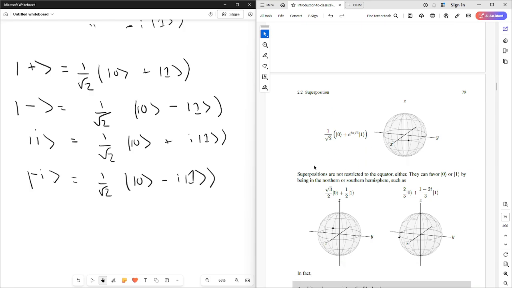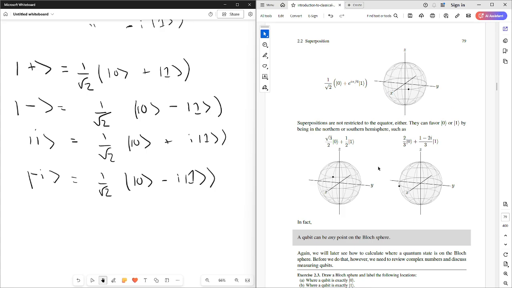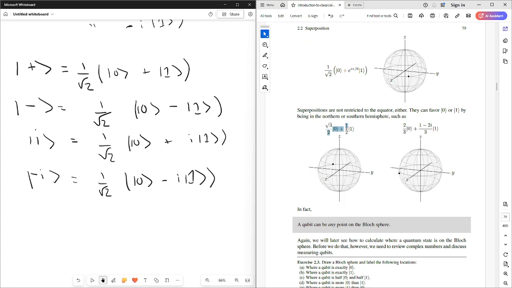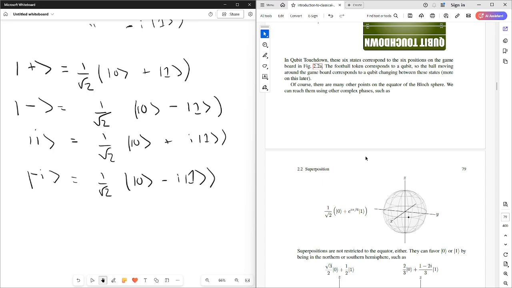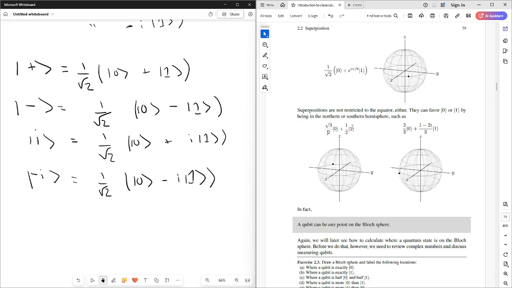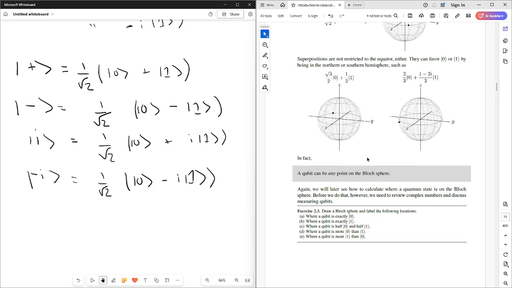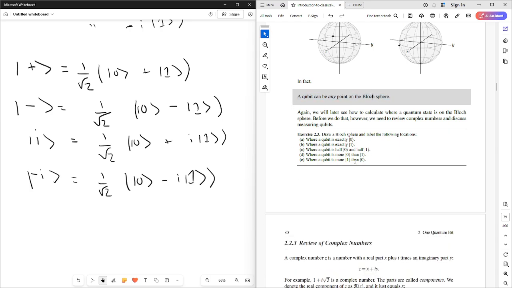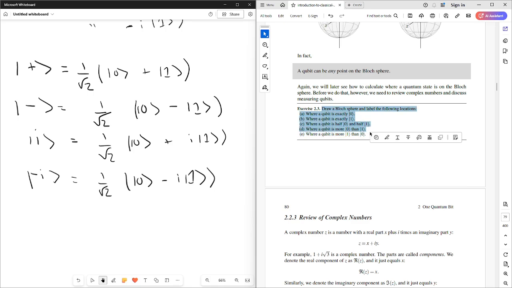So obviously we're not restricted to just being on the equator. We could shift into any position along the Bloch sphere by having different phases. And they can be in one hemisphere more than the other, depending on our measurement basis. So the qubit can be any point on the Bloch sphere. I'm not going to draw a Bloch sphere and label the following locations.